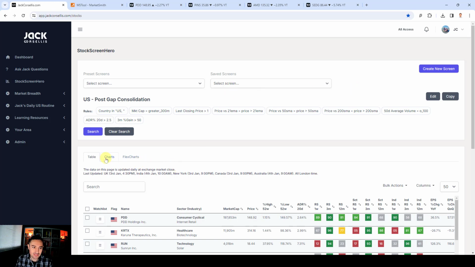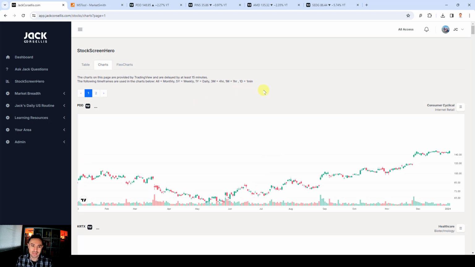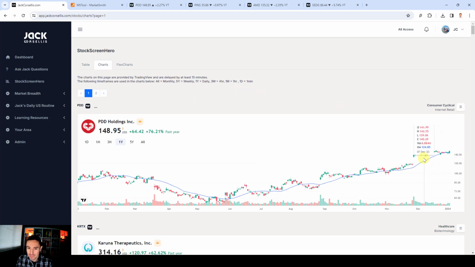So what I'm going to do here is I'm just going to click chart so you can see it. Remember, this is going to be a free screen until the 12th of January 2024. So this is PDD here, okay? So this is what you're going to be looking for. When you're screening, you're going to be looking for this gap and then a consolidation.